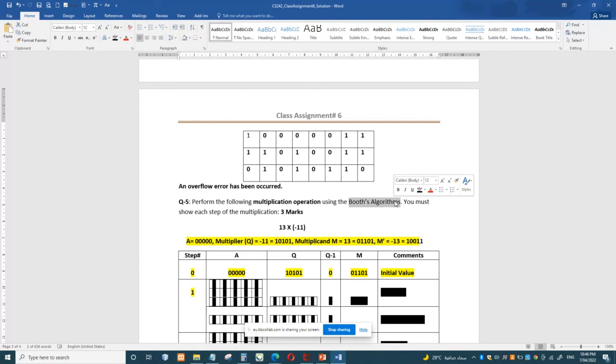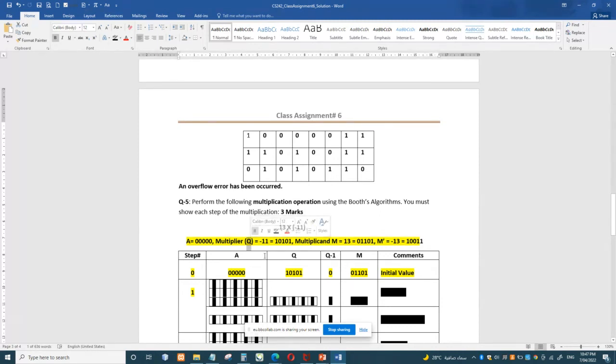One is 13, another is minus 11. Number 13 is our multiplicand, which is M, and M is 13, which can be represented using 5 bits. So 1 plus 4 is 5, plus 8 is 13. So the multiplicand M is equal to 13, and this is its representation. The second one, minus 11, is our multiplier.